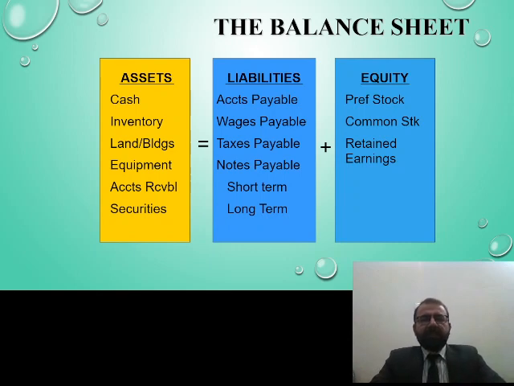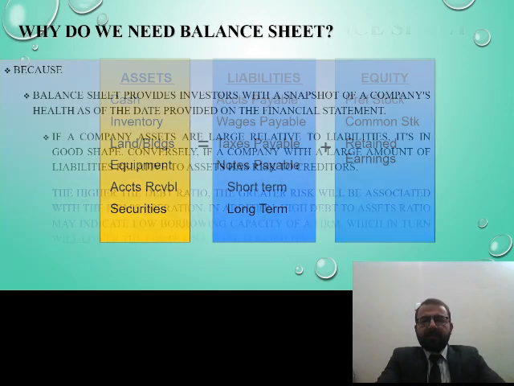The balance sheet and the accounting equation. We have assets, liabilities, and equity, as assets is equal to liabilities plus equity. In assets, we have cash, inventory, land or buildings, equipment, accounts receivable, and securities. In liabilities, we have accounts payable, wages payable, tax payable, notes payable, short-term loans, and long-term loans. In equity, we have preference stock, common stock, and retained earnings.